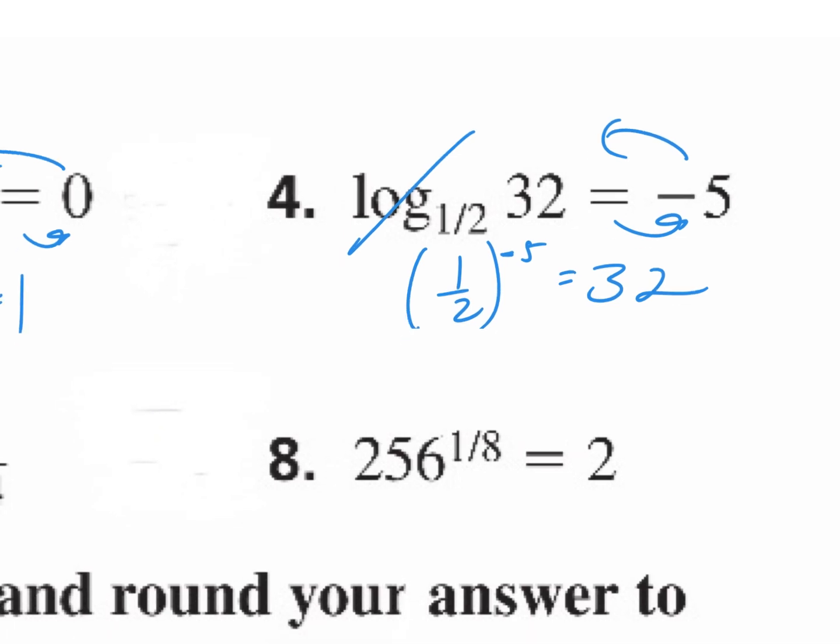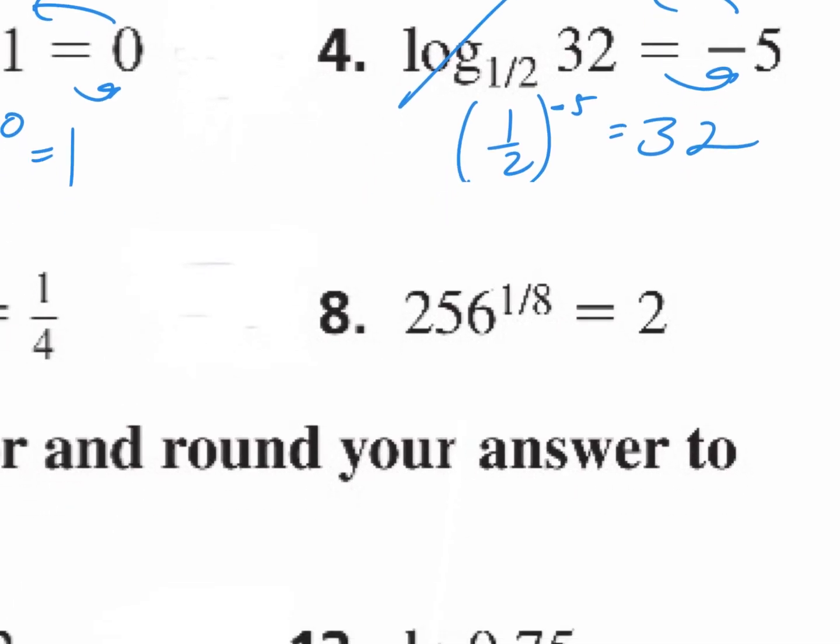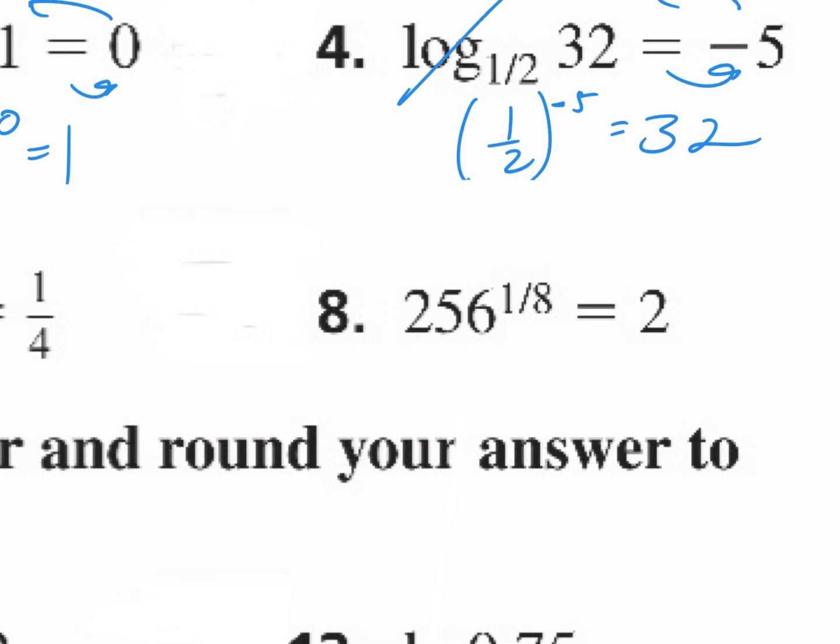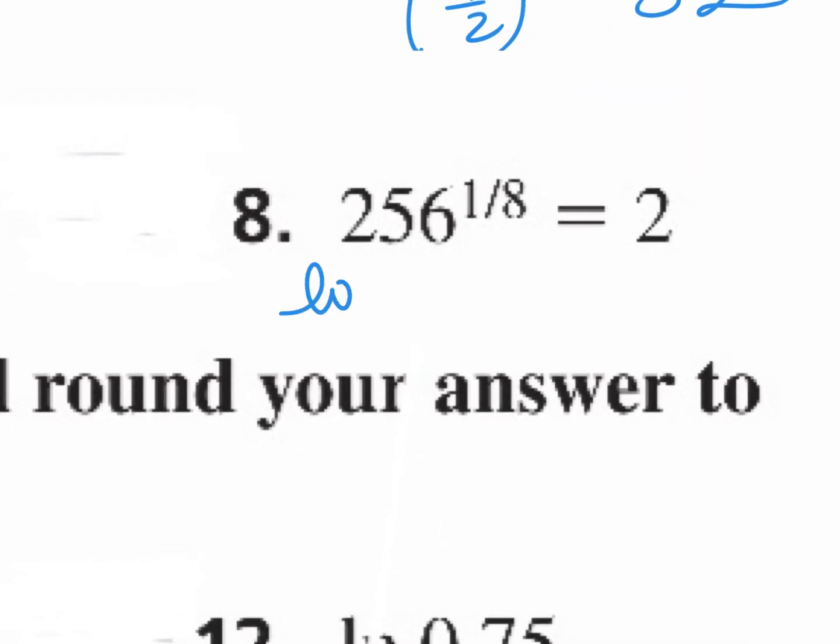I'm going to start with 8 here. What form am I in number 8? Exponential, because I have an exponent. So I'm going to go to log. So that means I'm going to write the word log. And my big 256 becomes little 256. Good. And then what happens here? Switch spots. Good job, guys.